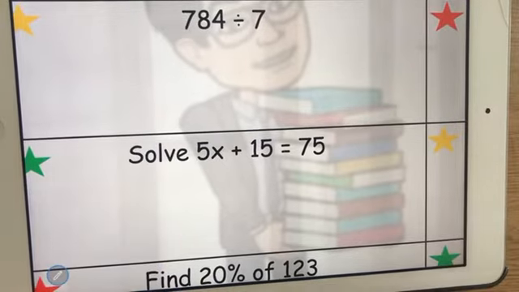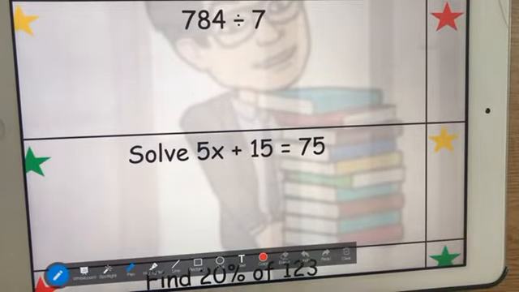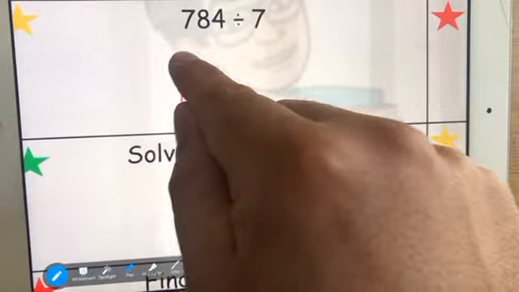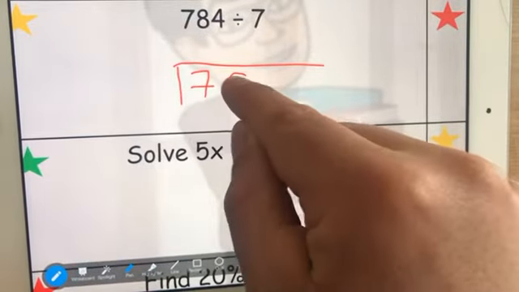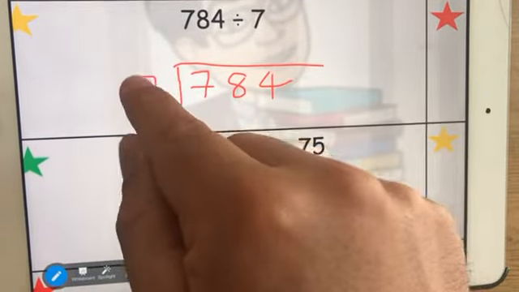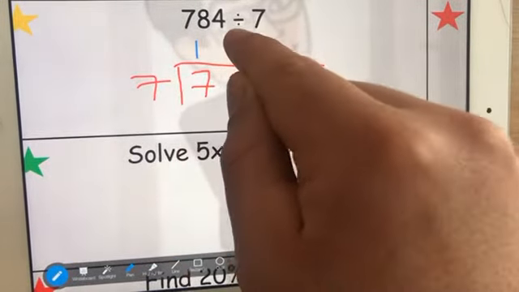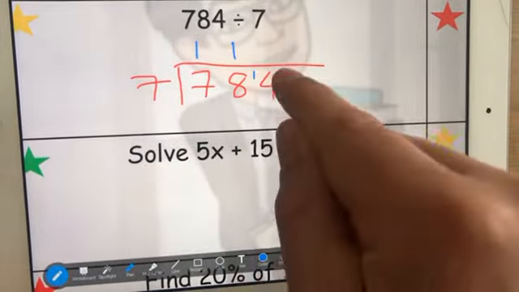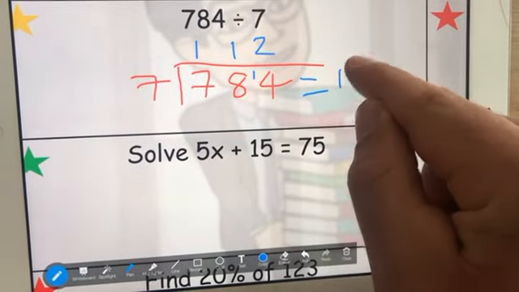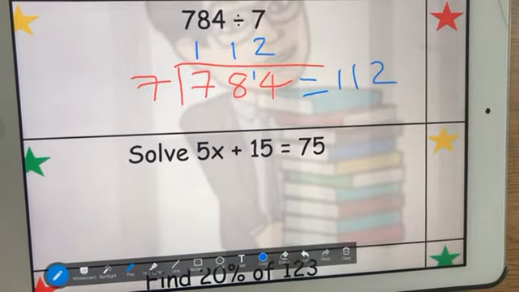First one's first, I've got 784 divided by 7, okay? I'm going to draw my bus stop out, as I normally would. I'm going to change my colour. 7 goes into 7 once, 7 goes into 8 once, remainder 1, 7 goes into 14 twice, so my answer is 112. Really straightforward one to start us off for 2 points.